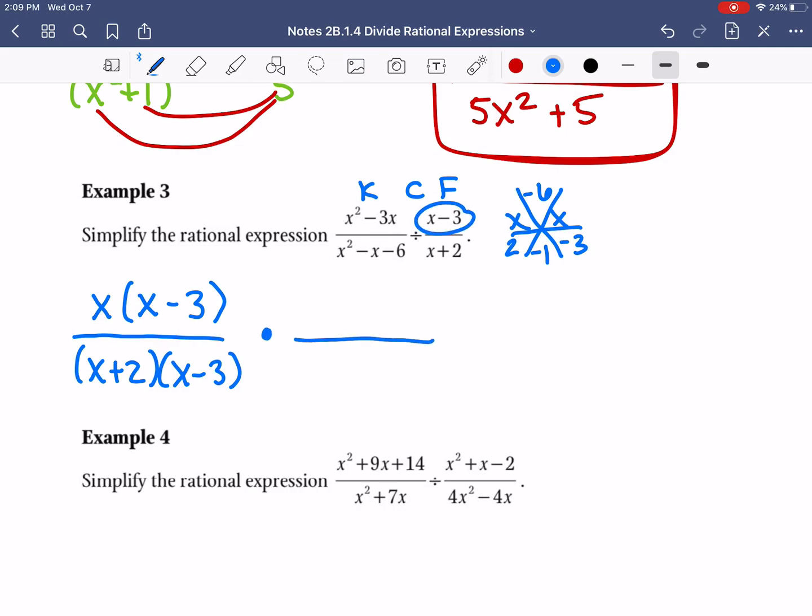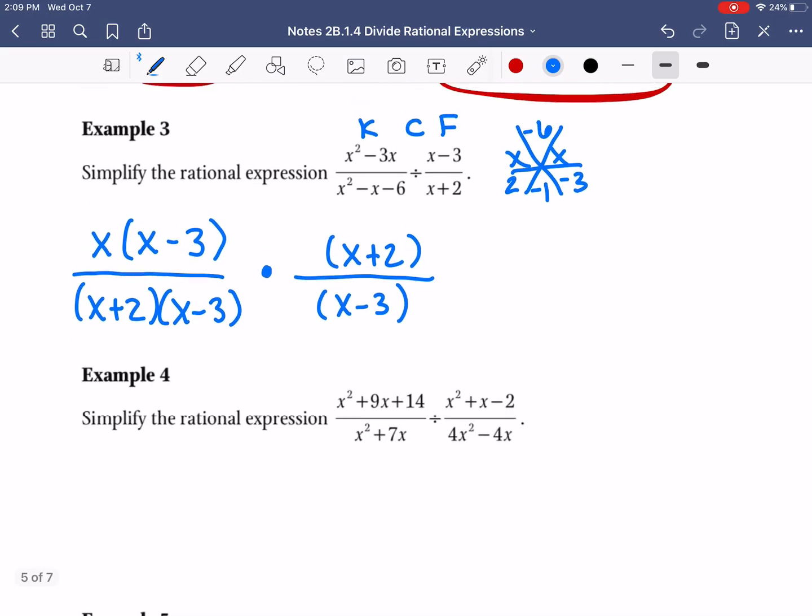So this x minus 3 that was on the top moves to the bottom. There's no GCF, it's no squares or anything. I just put parentheses around it. Then the x plus 2 that was once on the bottom now goes to the top. There's no GCF, I can't factor it or anything, so I just put it on the top.